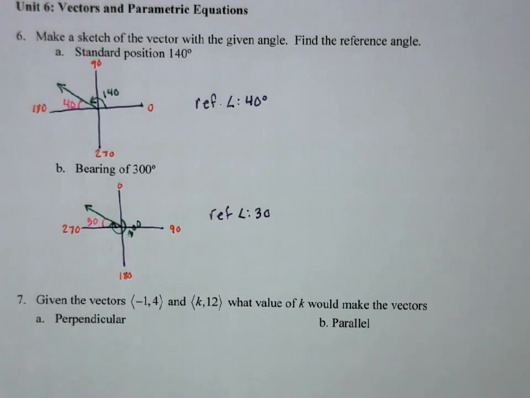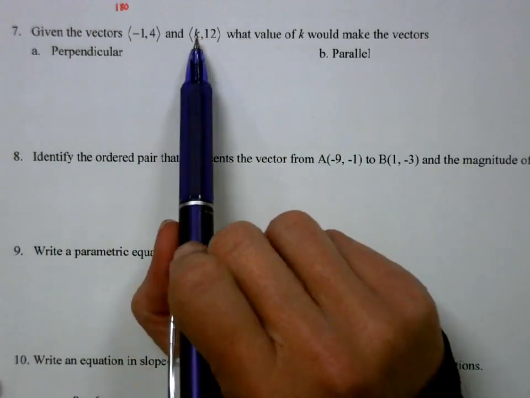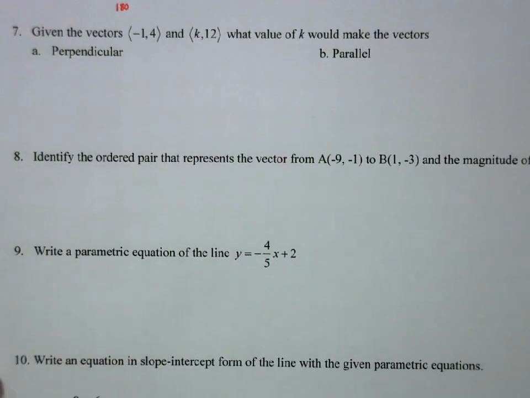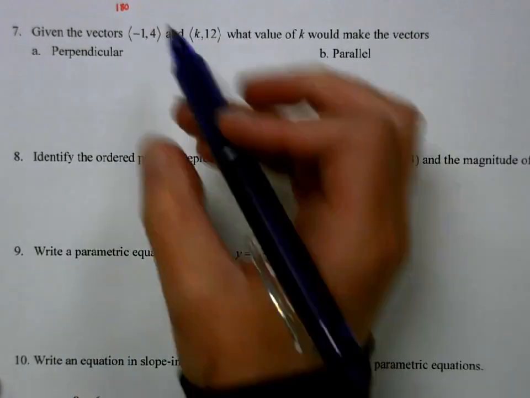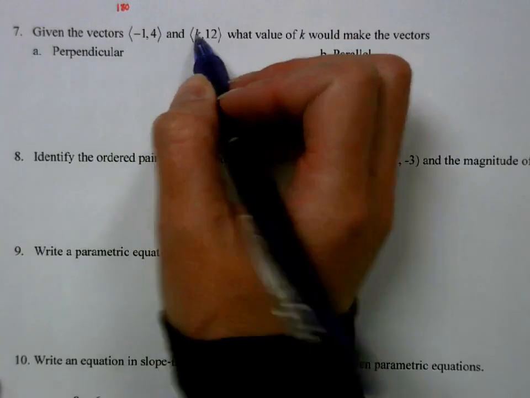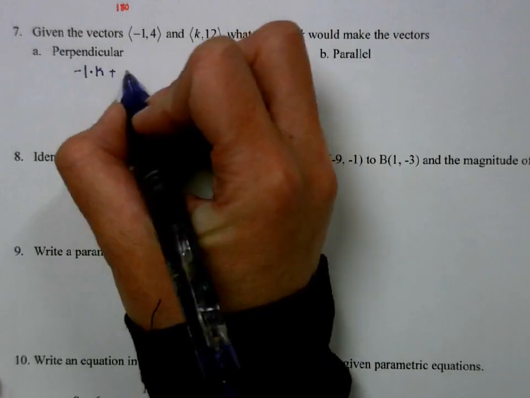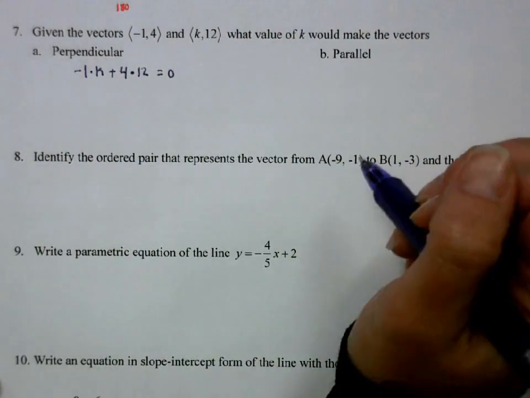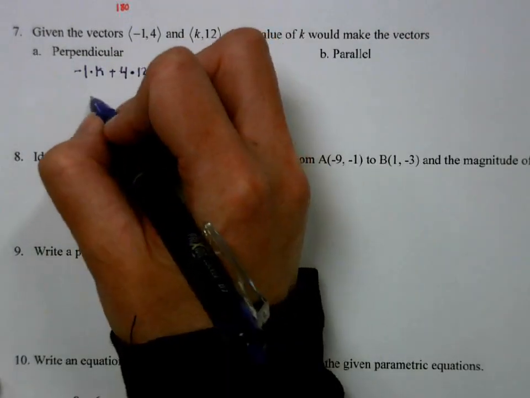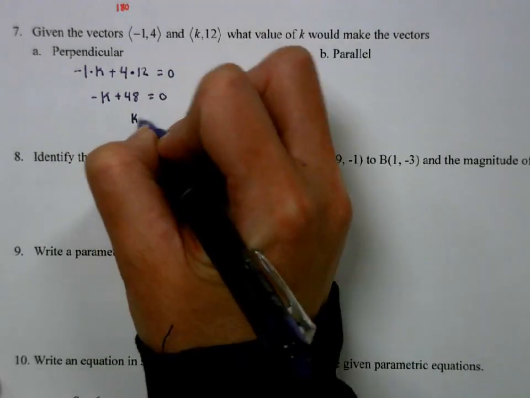Okay, so next we're going to make numbers here so that the vectors are perpendicular and so they are parallel. Well, if they're perpendicular, that means their dot product equals 0. The dot product is the product of the x's, so -1 times k plus 4 times 12, and we want that to equal 0. So my k value will be 48 to make perpendicular vectors.